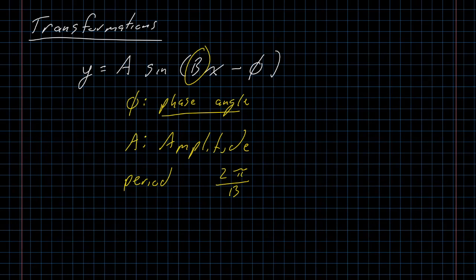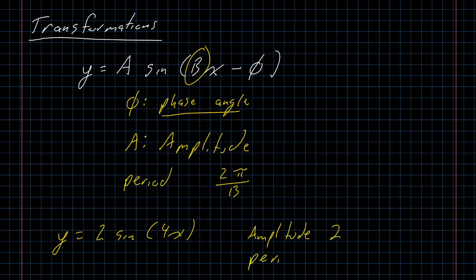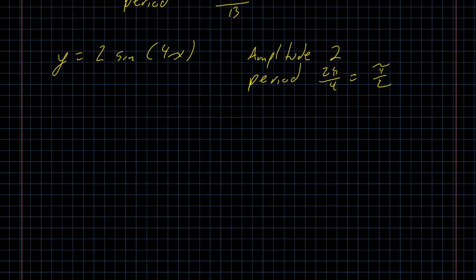And so the relationship here is going to be: take the period of the original function and divide by B to get the period of the transformed function. And for sine, the period is 2 pi. So if I'm looking at y equals 2 times the sine of 4x, that means that the amplitude is going to be 2, and the period is going to be 2 pi over 4, which is pi over 2. Using that information, I can sketch this graph out.